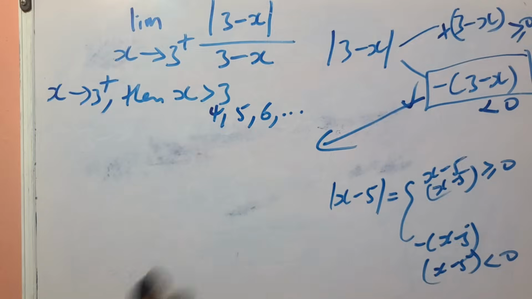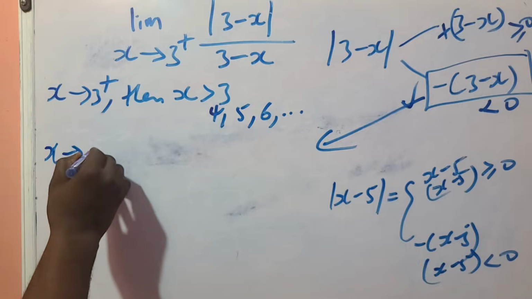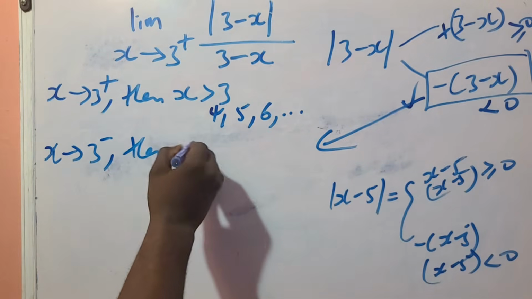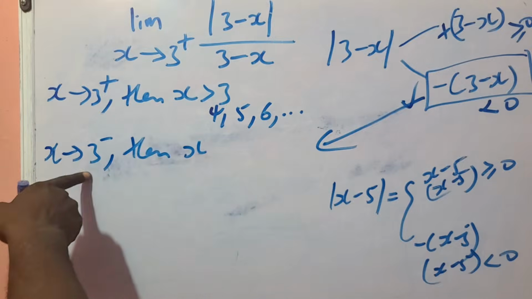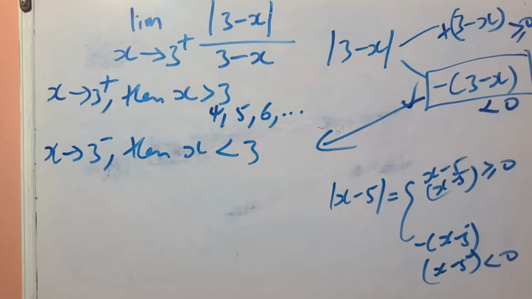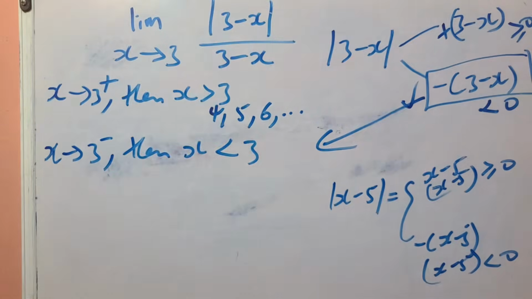Now, if I had x tending to 3 minus, let's say this was the limit I was given. Then in that case, the implication of this will be x being less than 3. All right? Now, let's say this was the same question, let's say this was minus.